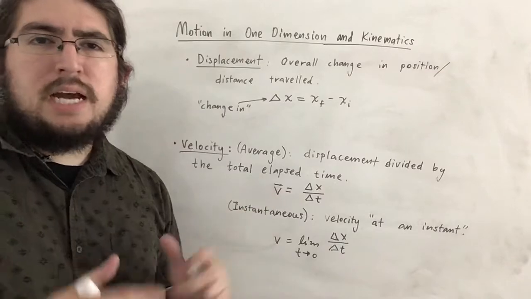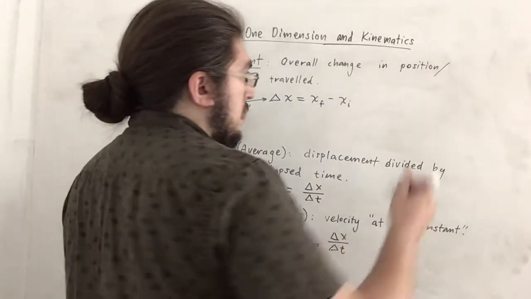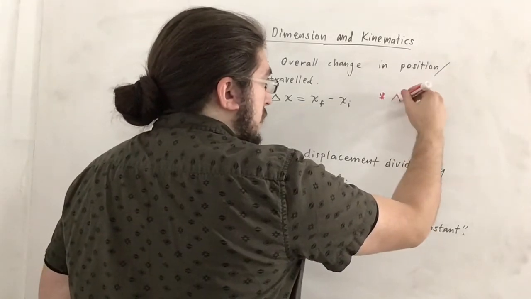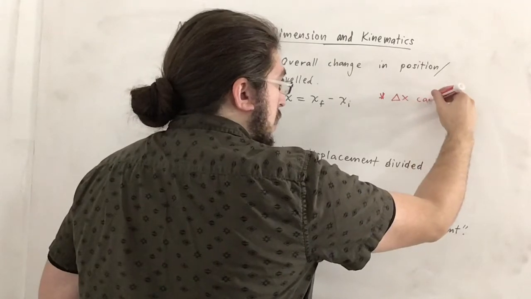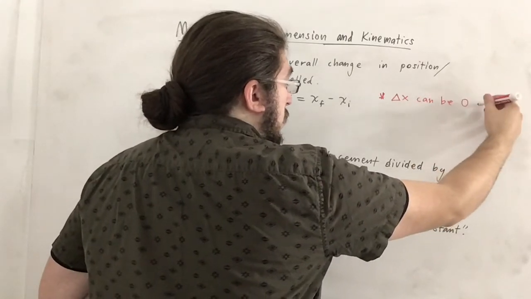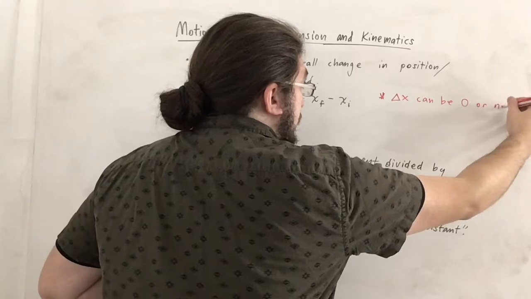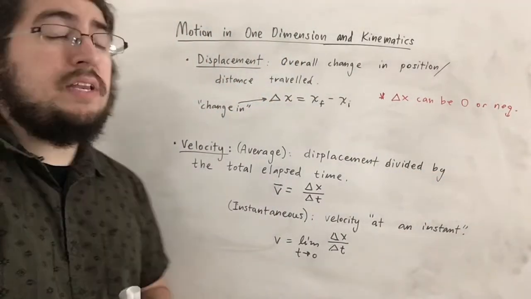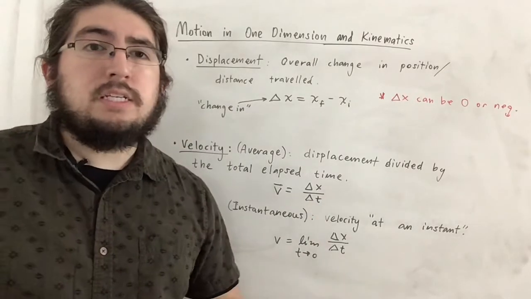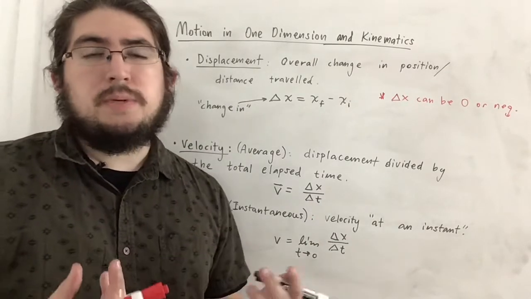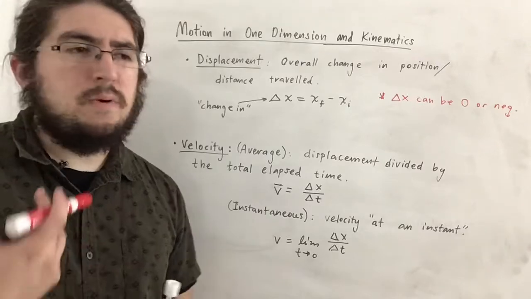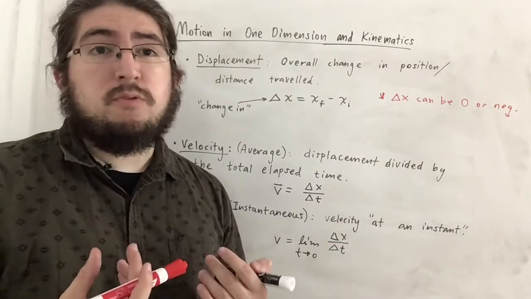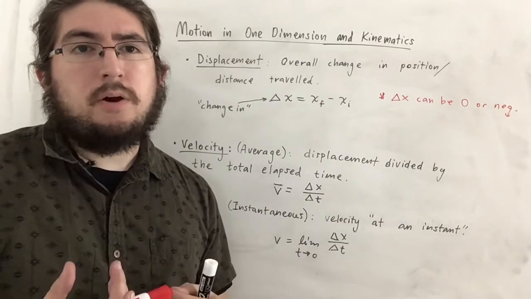So a few things come to mind here. So let me write that here in red. Delta x can be 0 or even negative. It is totally possible. Now, if it is 0, it doesn't mean you didn't move at all. It just means that your displacement is 0. What does that mean? Well, that means that you may have moved, but you're back where you started.